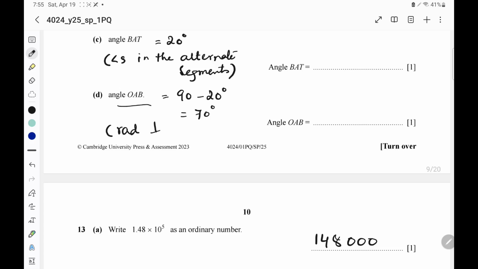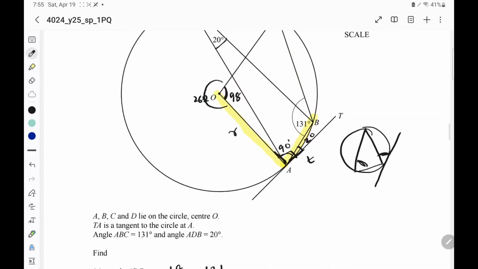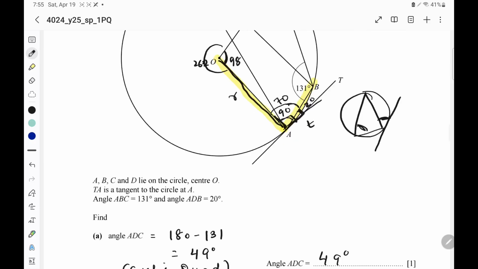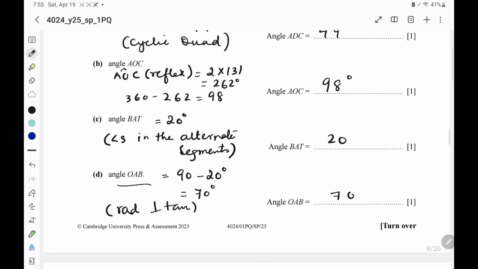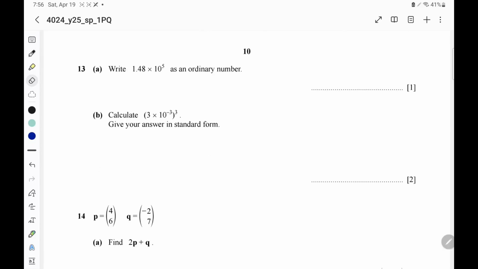Radius is perpendicular to the tangent, which is 70 degrees here. So I'm again repeating this one. Between the radius and the tangent is 90 degrees, which involves 20. We only want this much angle, that will be equal to 70 degrees. All right, this is your part D in the question.